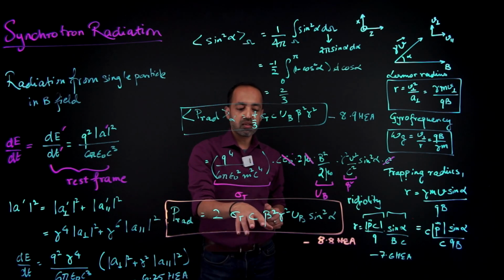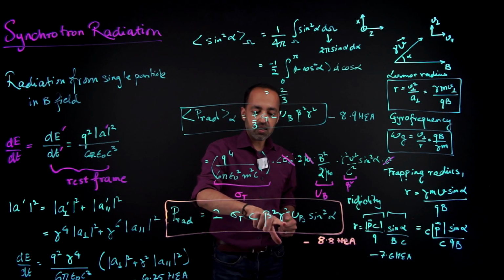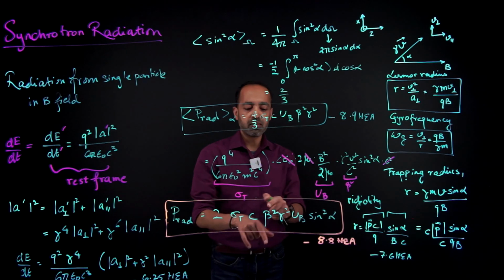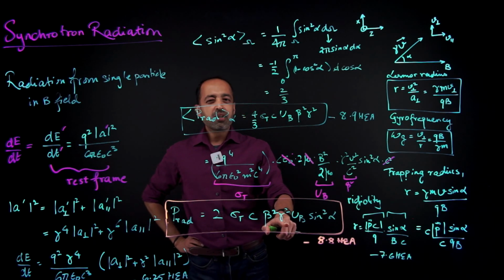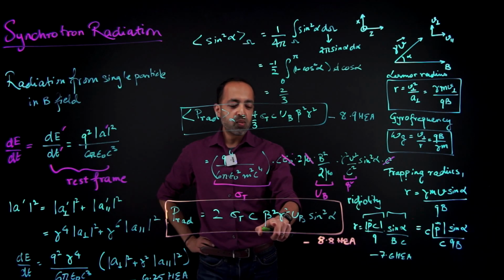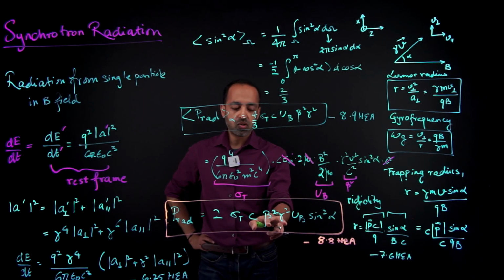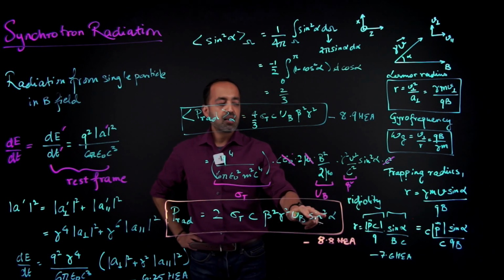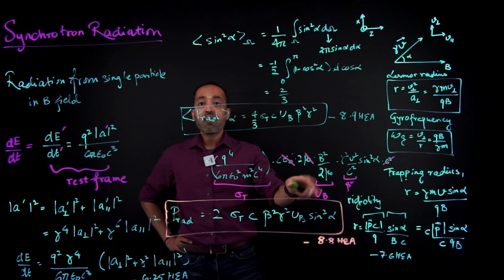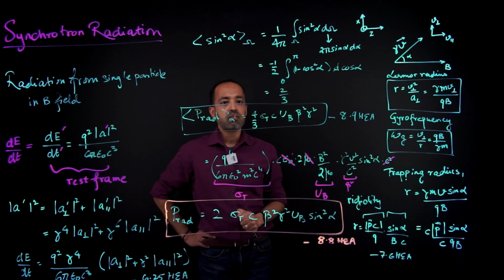It is times some fundamental physics, the speed of light, and stuff that depends on the speed of the particle, beta squared gamma squared. In general, we'll be talking about ultra-relativistic particles, so beta will be of the order of 1 and gamma will be very high, so we might often drop this beta squared, but in general you should have both, beta squared gamma squared, the product, and then U_B, the magnetic field energy density, and sine squared alpha, the pitch angle. When you average over the pitch angles, you get this 4/3 sigma T c U_B.